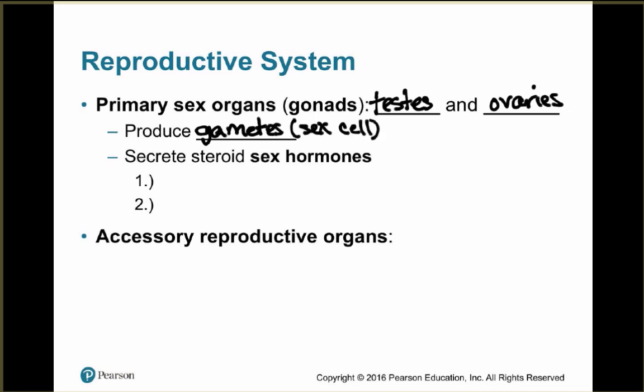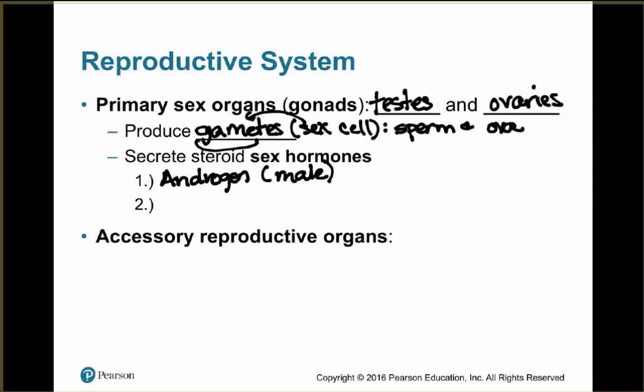So how I always remembered this is: sex is a game. It's not the most PC way of saying it, but that's how, when I was going through, I remembered what gametes were. Now, gametes are basically sperm and ova. Sperm being the sex cells that are produced in males and ova being in females. Now, the sex hormones that help with this entire process are androgen, which is the sex hormone in males, and estrogen and progesterone in females.